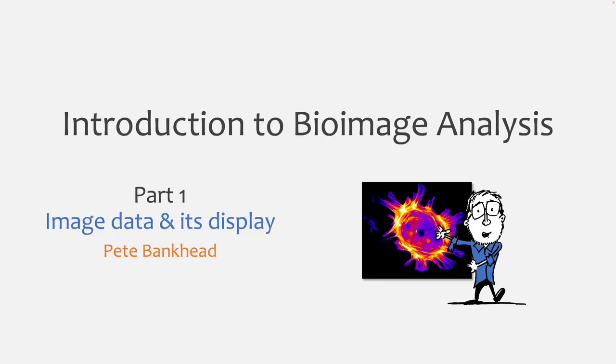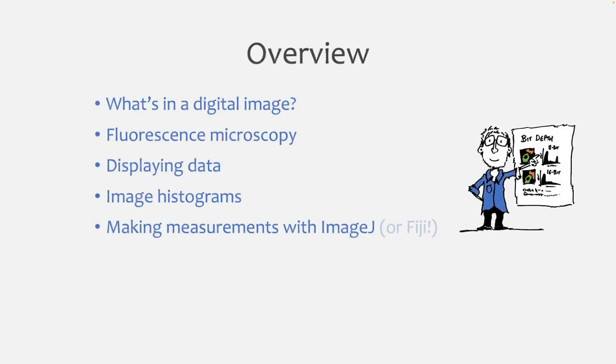So welcome to part one of our introduction to bioimage analysis. In this part, we're going to look at the very basics of what is a digital image. We're going to discuss where the imaging data comes from with a particular example of fluorescence microscopy. We're going to talk about how images are displayed and in particular why histograms are a very useful way of looking at images. And then we're going to consider how you can make measurements using the popular open source software ImageJ.